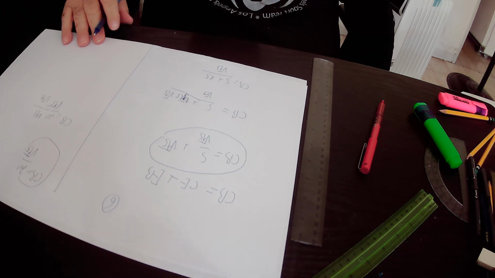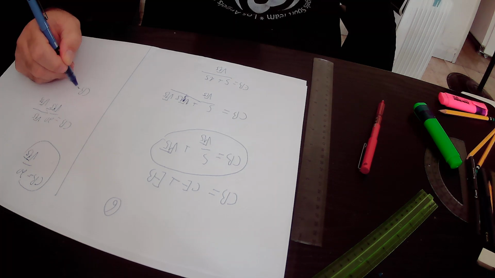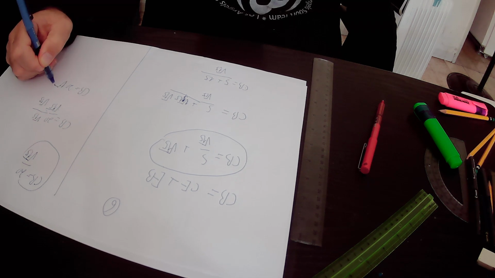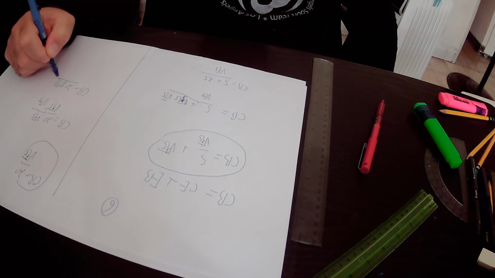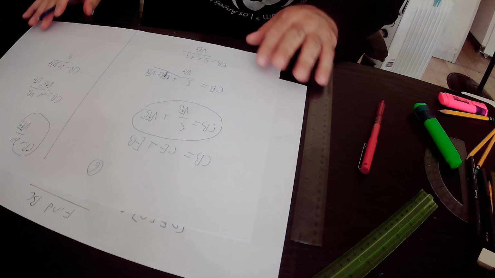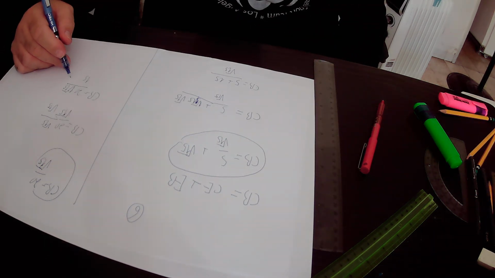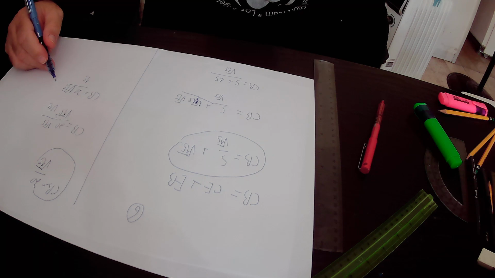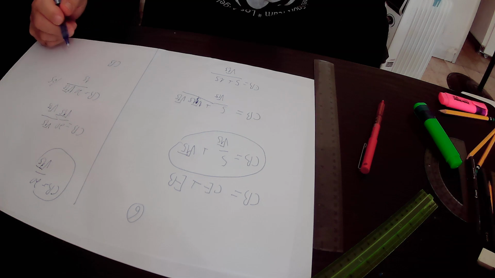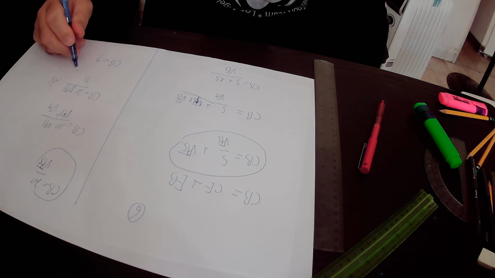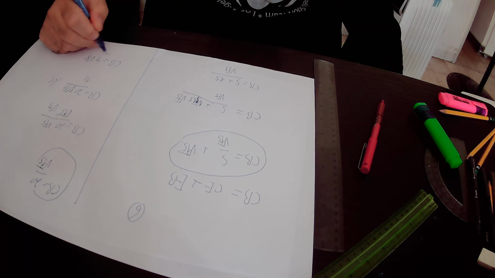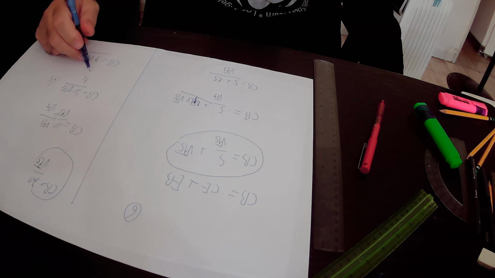So we found that CB equals, in the numerator, 20 times square root of 15, over square root of 15 times square root of 15, which is 15. Here we will divide both the numerator and the denominator by 5. In the numerator, 20 over 5 is 4, so in total we have 4 times square root of 15. In the denominator we have 15, and 15 over 5 is 3.